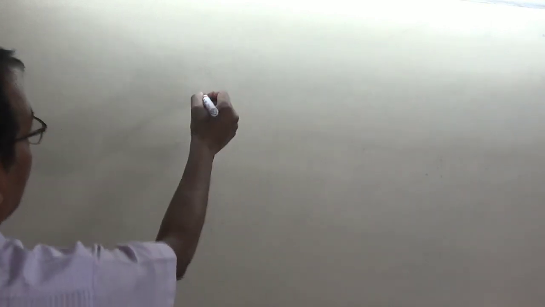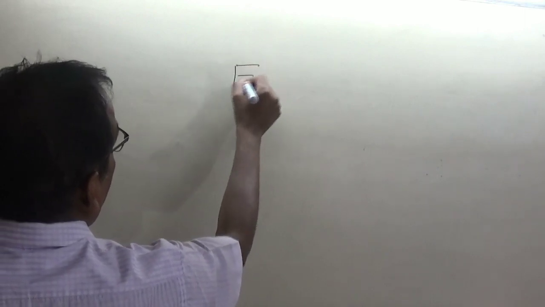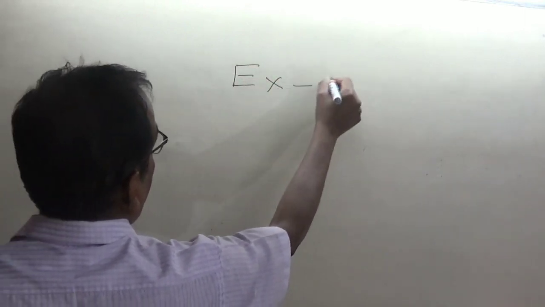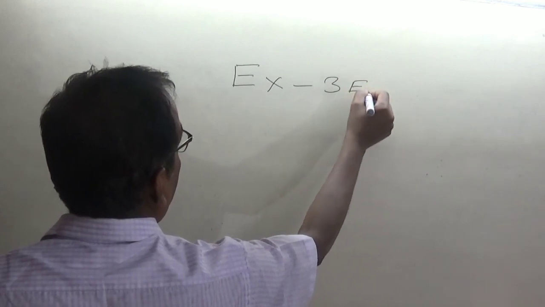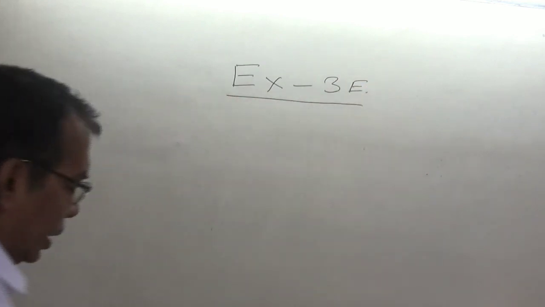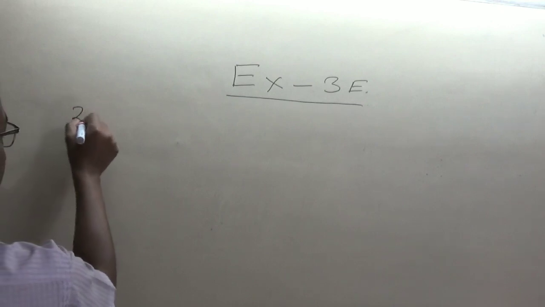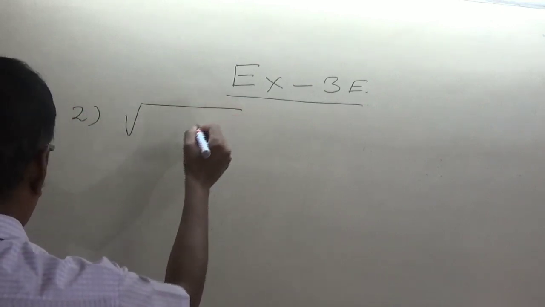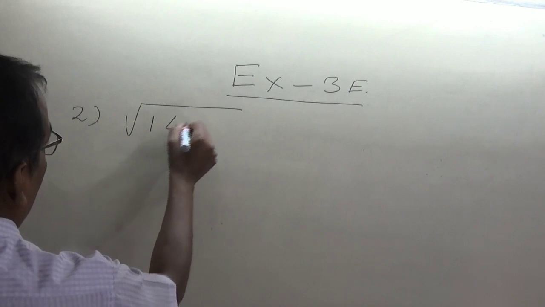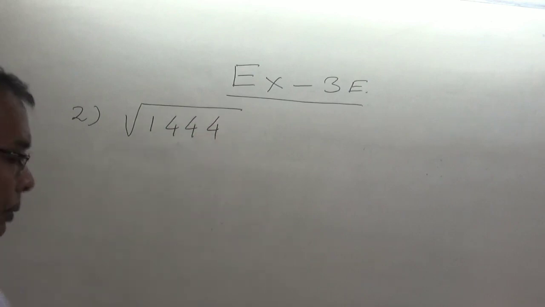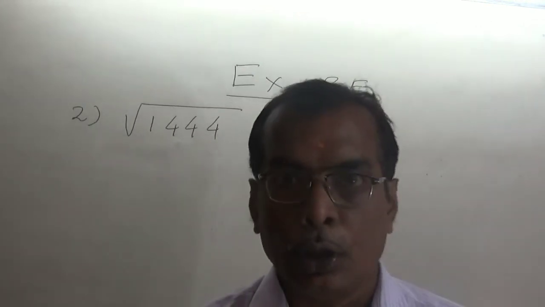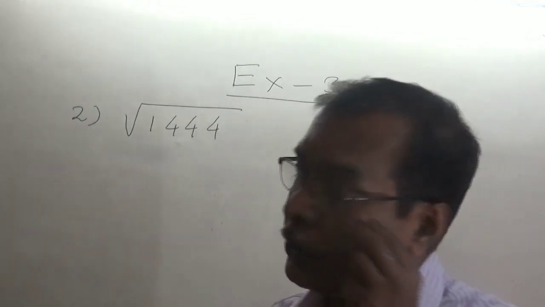Well, the first question is what I have collected. This is from Exercise 3E, question number 2 from this exercise: finding the square root of 1,444 by the long division method. Okay, now how? Just listen.